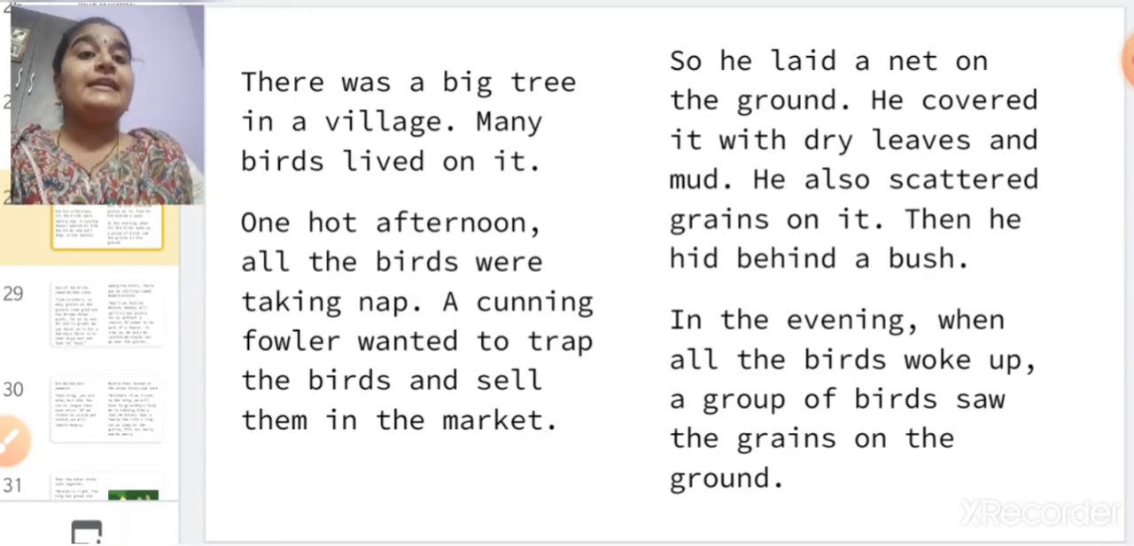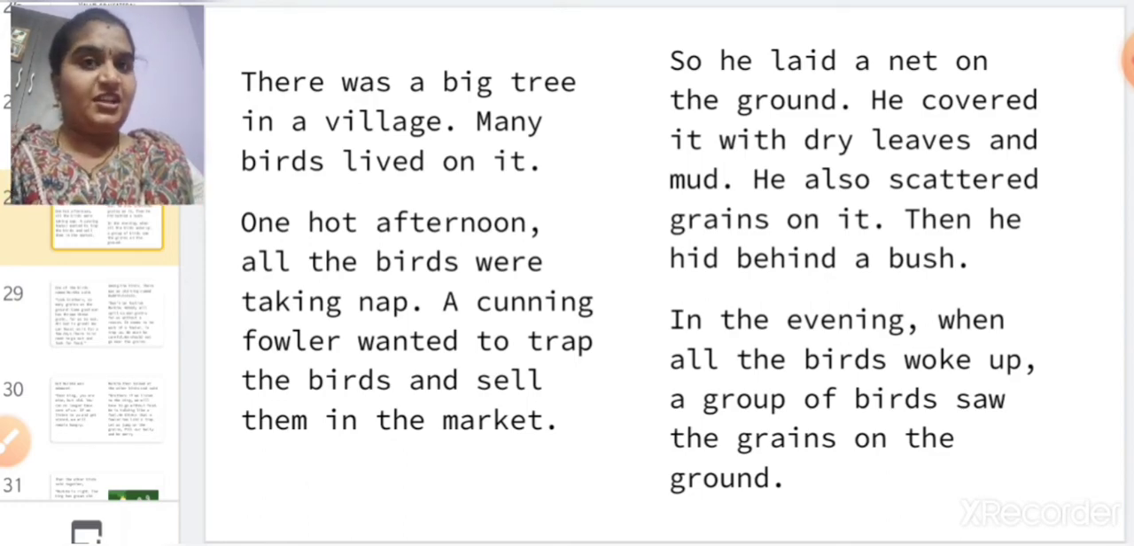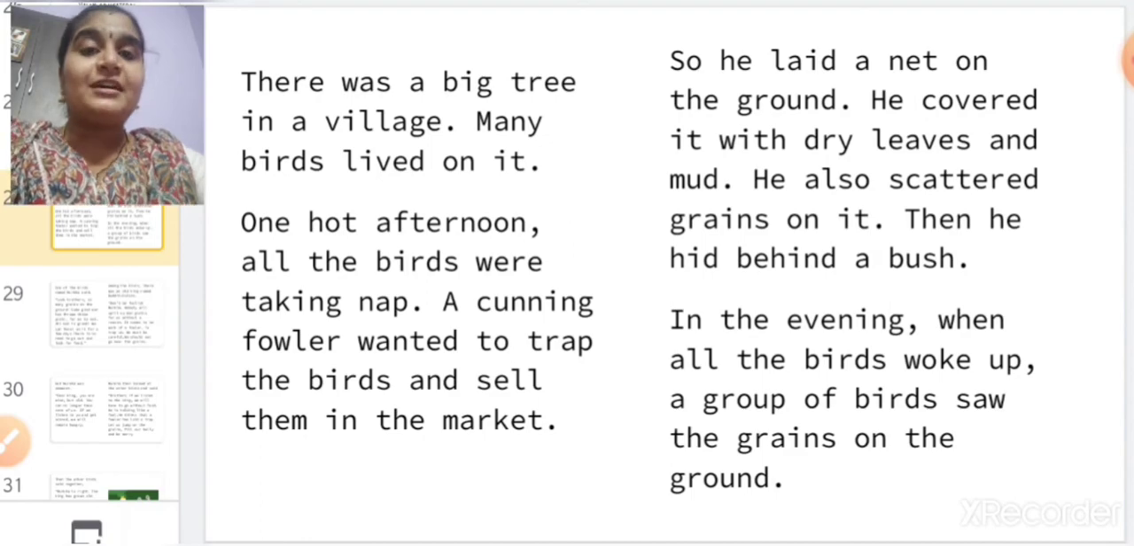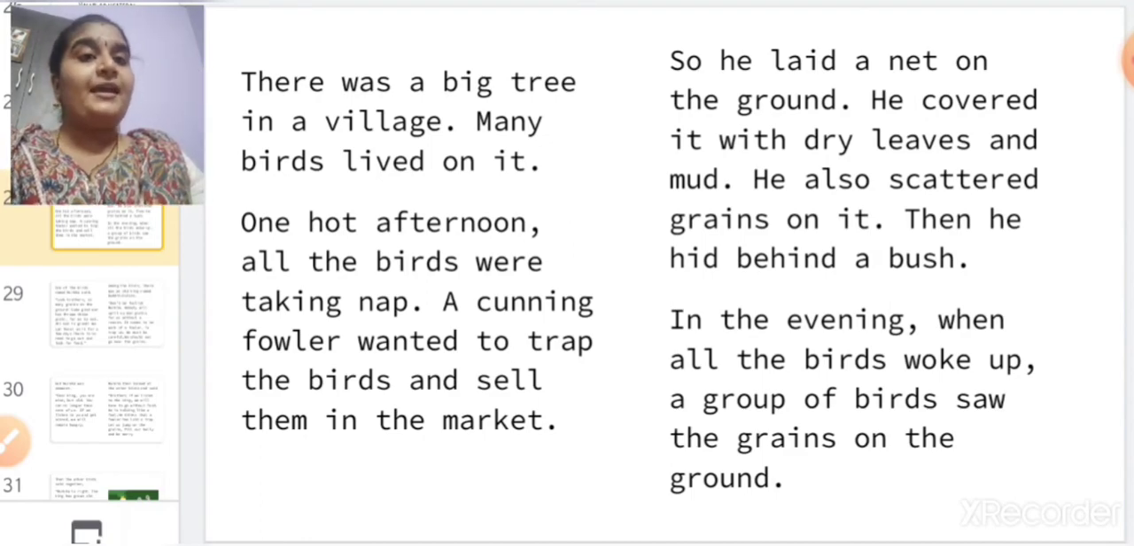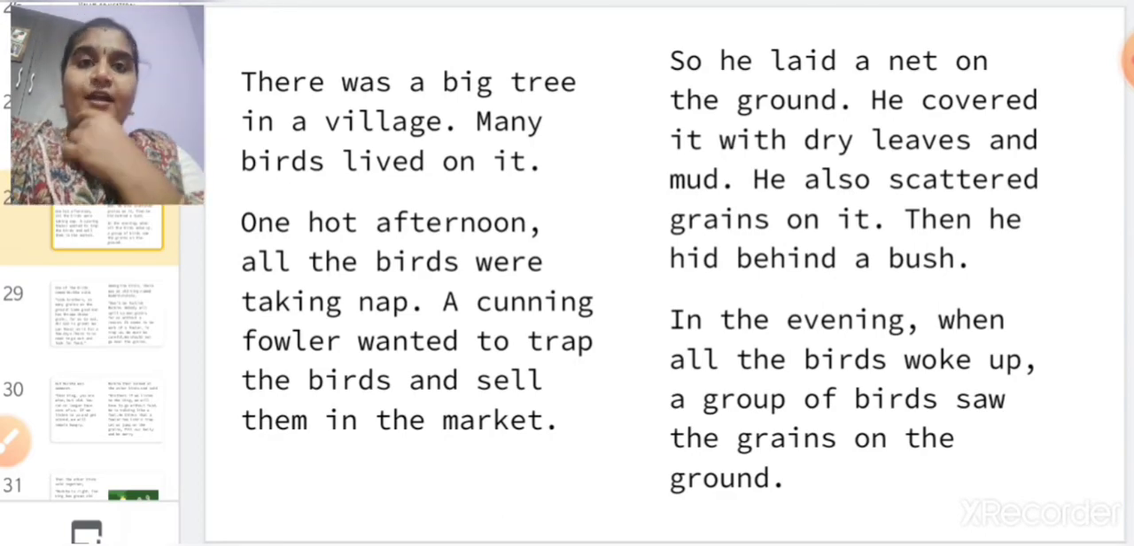Next one, under. What is it? Under. What is there? It is a book. Where is it? It is under the table. The book is under the table. So we have learned to use where, in, on, and under.